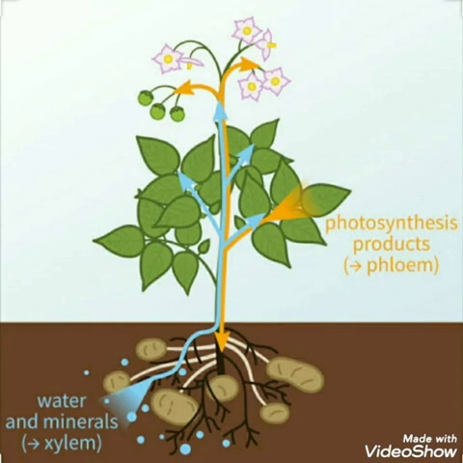In this diagram, we see that the water, minerals, and raw materials absorbed by the root from the soil are transported with the help of the xylem tissue. So, when the water moves from the soil, it moves in the upward direction against gravity, and this water reaches the leaves for photosynthesis.